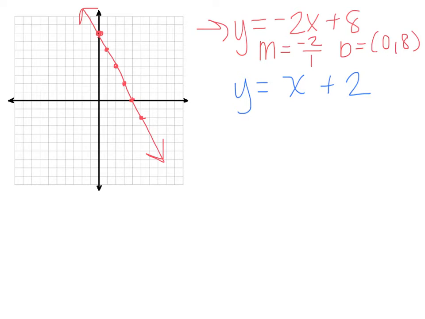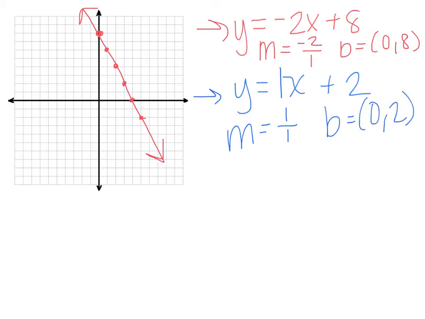Now I'm just going to do the same thing with the blue one. My m, or my slope, is the number in front of x. Since there's no number there, there's always a 1. So my slope is 1 over 1, and my b is 2, or 0, comma 2. So I'm going to graph my b first, 0, comma 2. I'm going to go up 1, over 1, up 1, over 1, up 1, over 1. Notice right here they intersect. So I'm going to make my line, and that black ordered pair that I just drew is my answer.